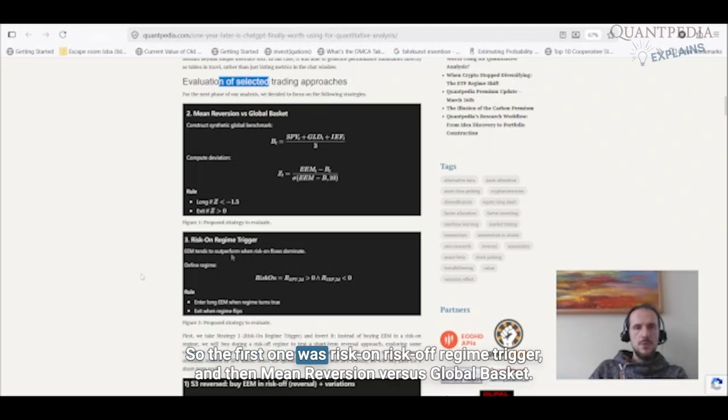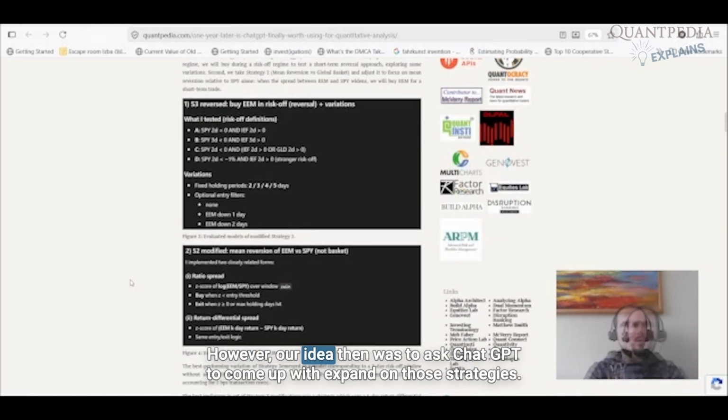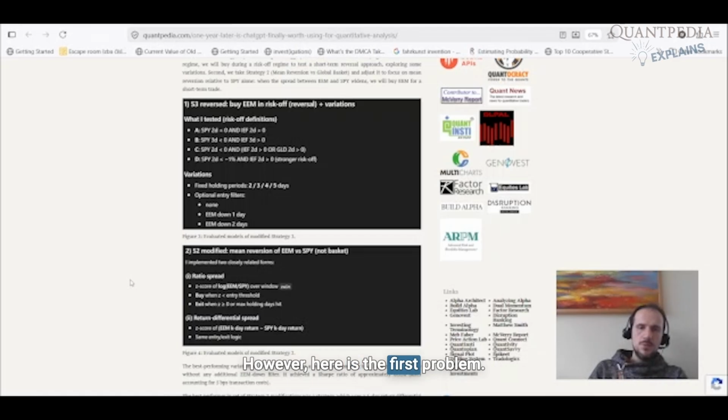The first one was a risk-on, risk-off regime trigger, and then mean reversion versus a global basket. So there were 2 strategies that we liked from the strategies that ChatGPT suggested. However, our idea then was to ask ChatGPT to expand on those strategies. However, here's the first problem.